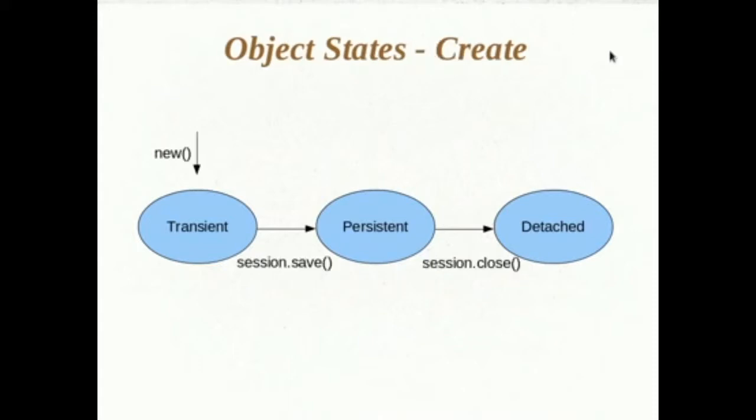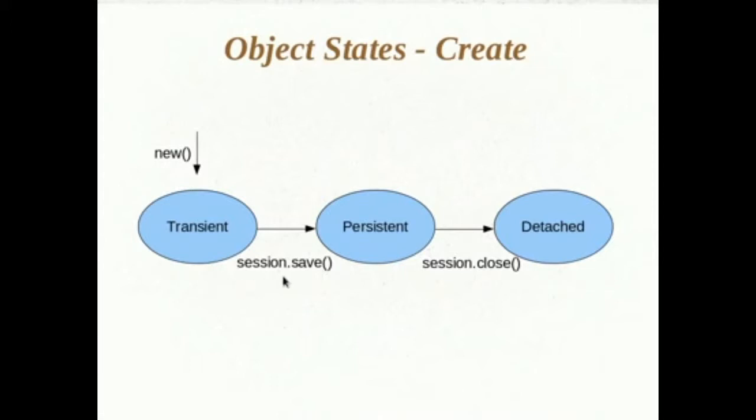Now let's start with the create. We had a user details object, so we need a new user details object, and the moment we did new, the object that was created was in a transient state. We had not asked Hibernate to save it.